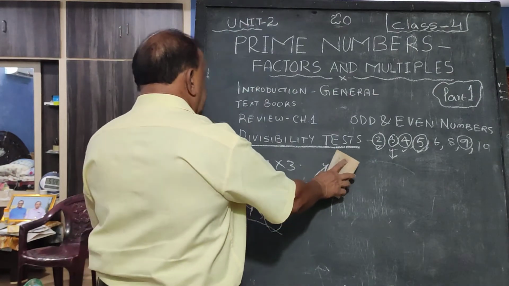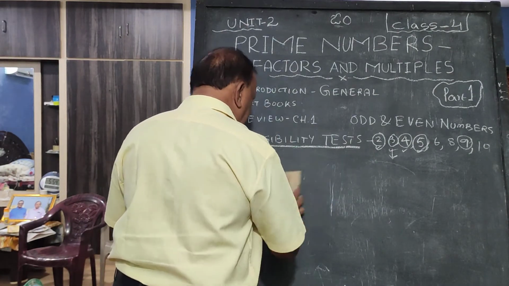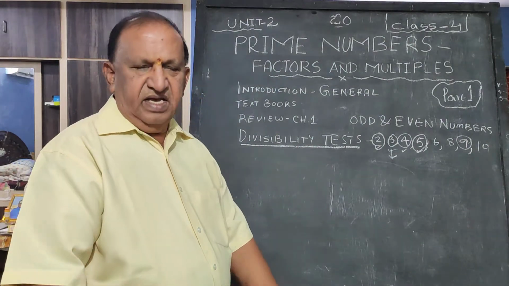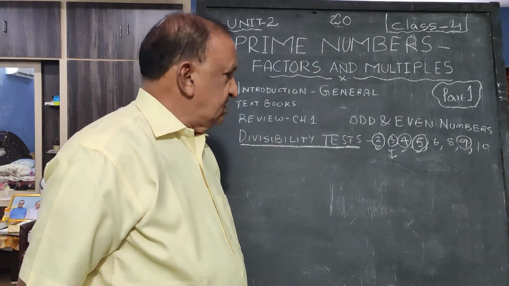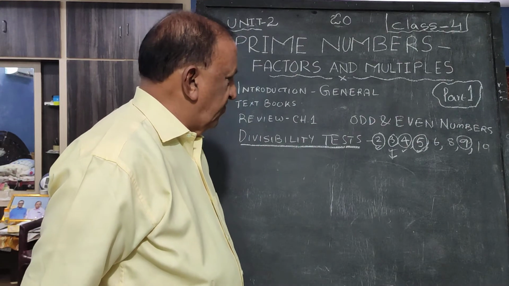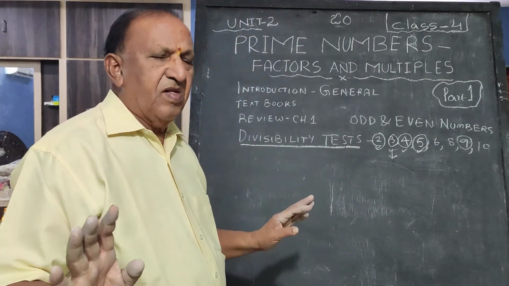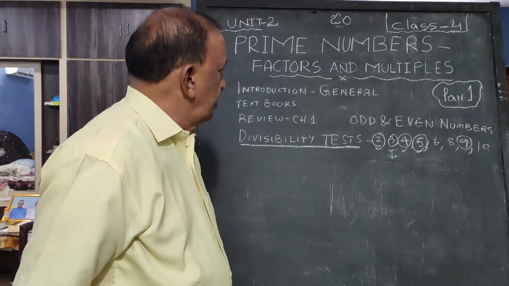So in this chapter, I'll move on to the next one in this part. In this, we have divisibility tests for 2, 3, 4, 5, 6, 7, 8, 9, and 10. Okay. Now, let me summarize it.